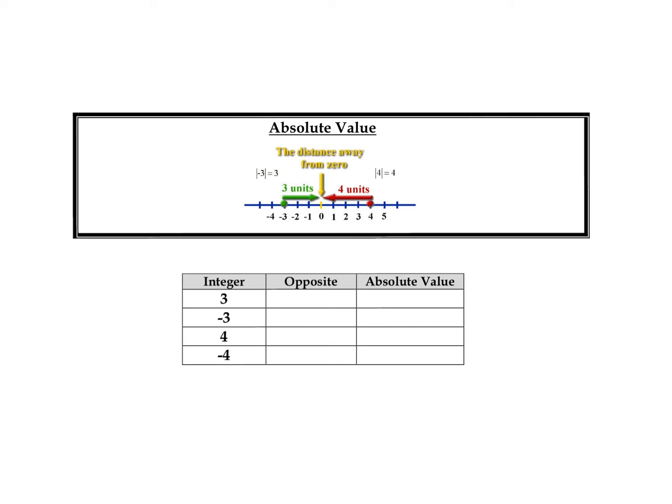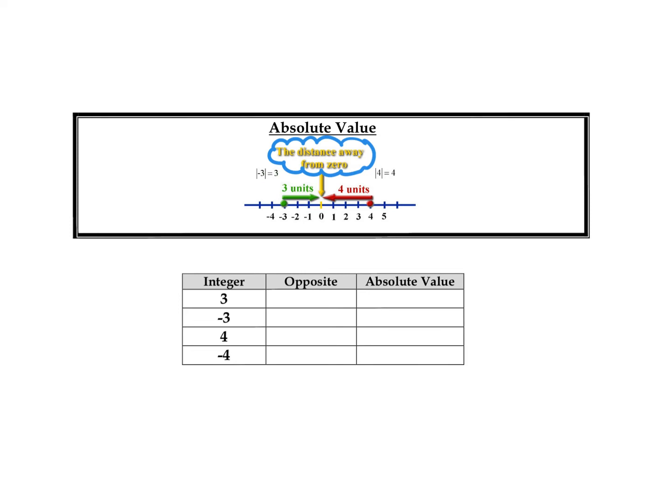In this next example, we're going to take a look at absolute value. Absolute value is defined as the distance a number is away from 0. So for example, if I have the absolute value of negative 3, it's going to take me 3 steps to get back to 0. So the absolute value of negative 3 is 3.